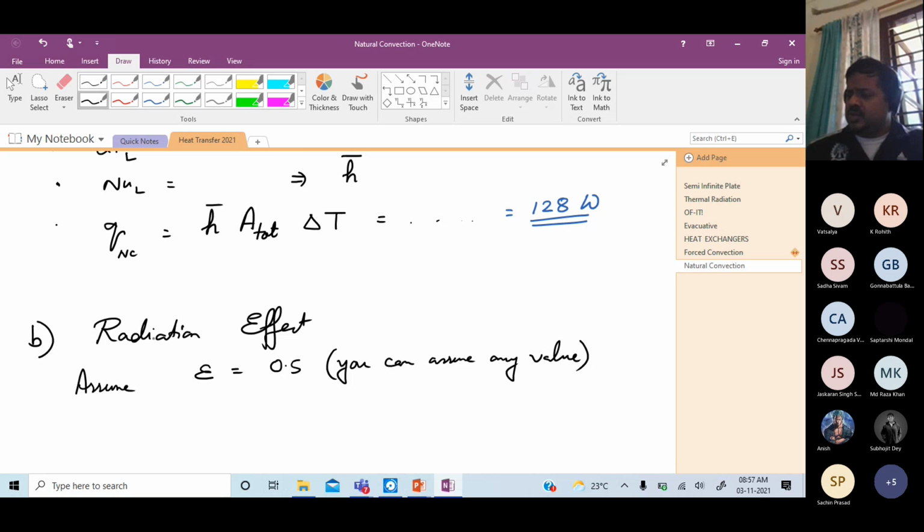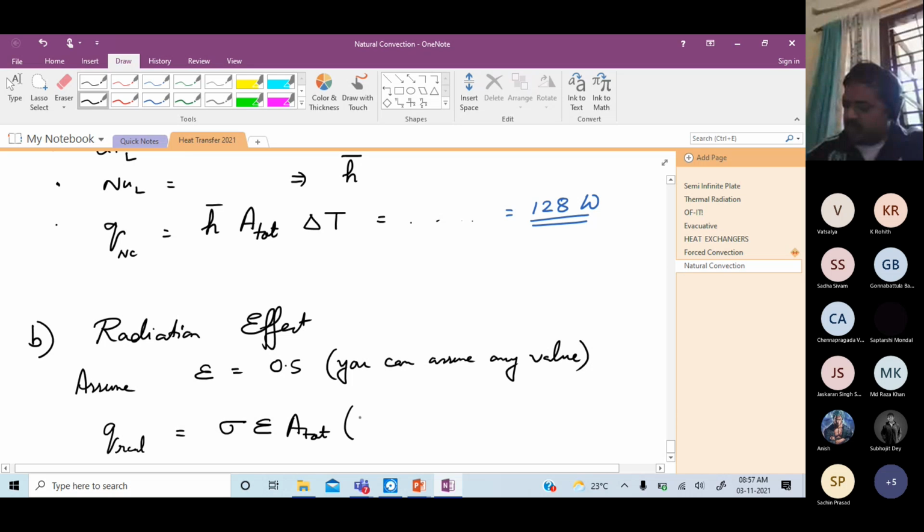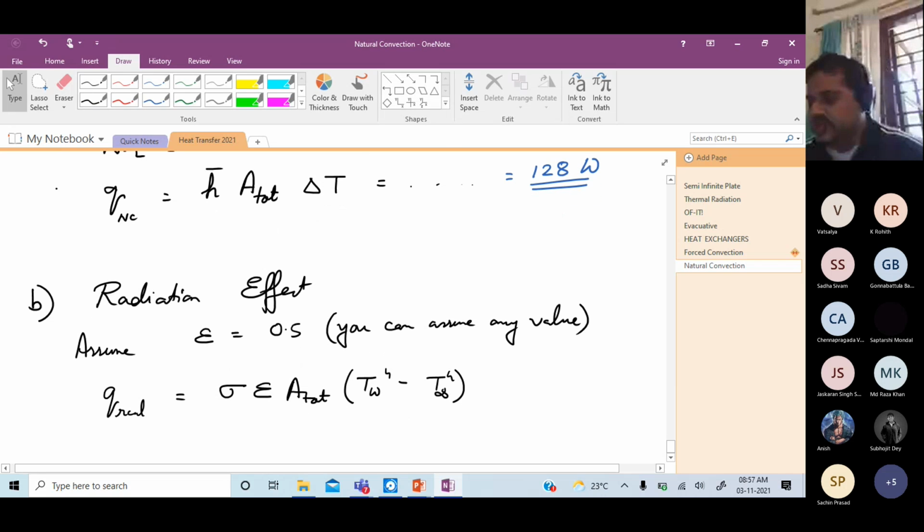So all those conditions, F1 to 2 is 1, F2 to 1 is not equal to 1. Those are all valid. So my Q radiation will be sigma epsilon, again A total, T wall to the power 4 minus T infinity to the power 4. If you do this, actually I worked out with epsilon equal to 1, so this will be just half of that. I'm getting about 138.